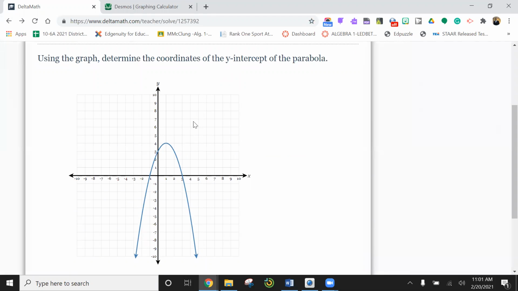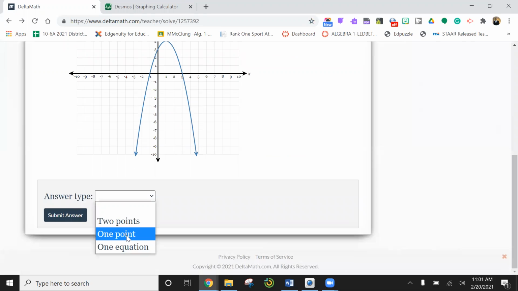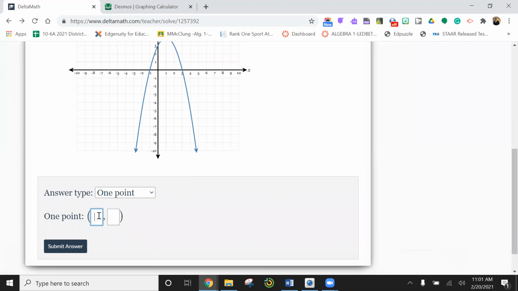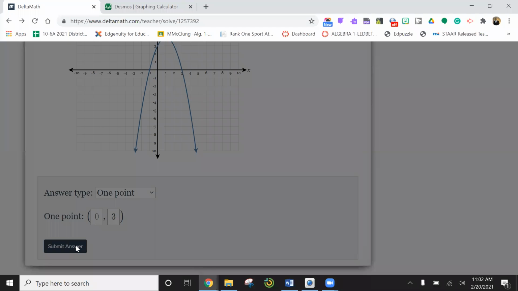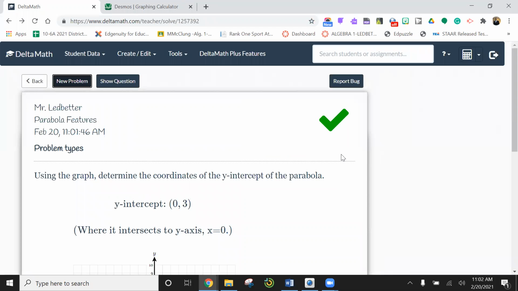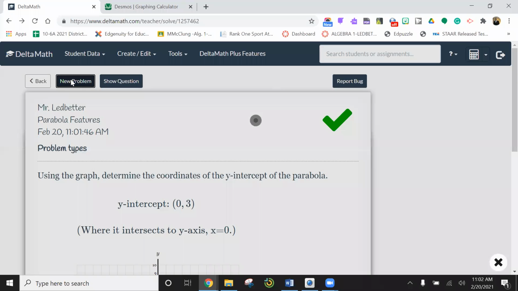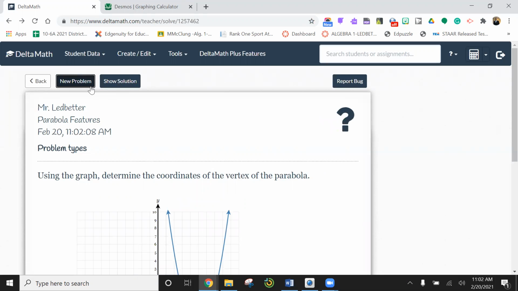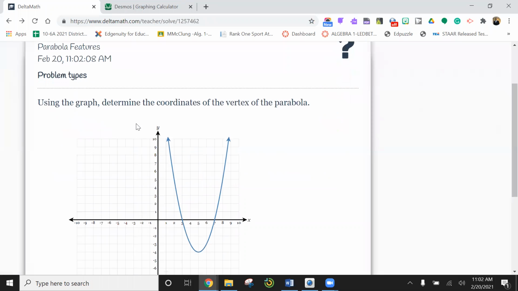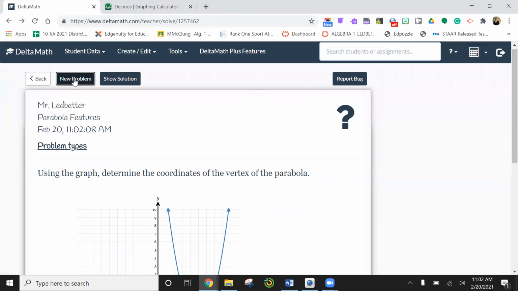All right, so the y-intercept again, remember it's where our line touches the y-axis. It looks like it touches at 3, so we only have one point. The x value will be 0 and the y would be 3. I think that's about it on this one. I'm going to scan through this just to make sure. There's the vertex. You can see the vertex is here, and so we're going to go there.